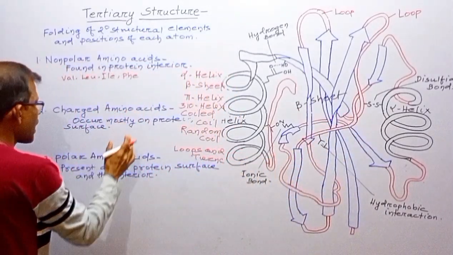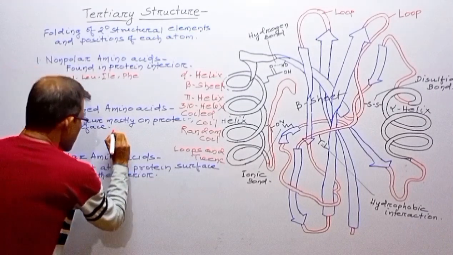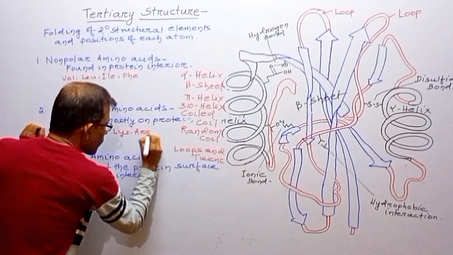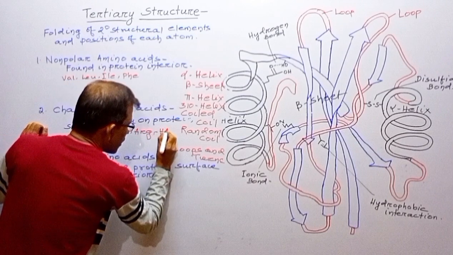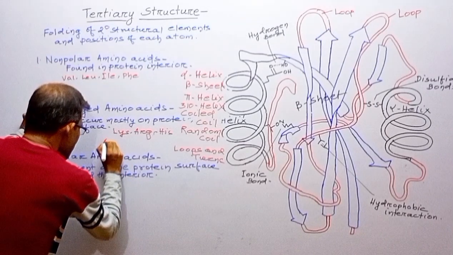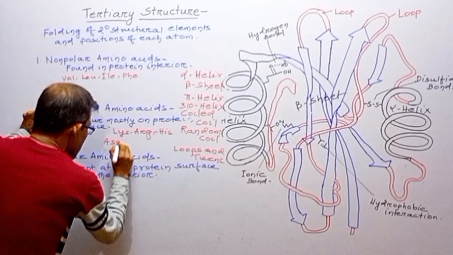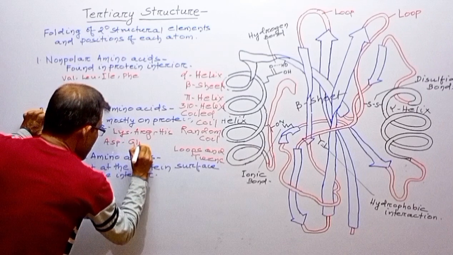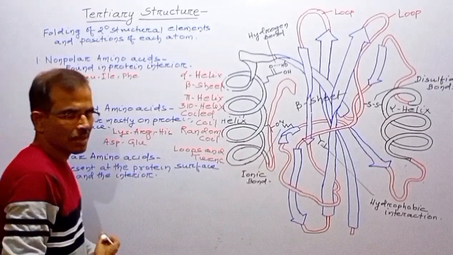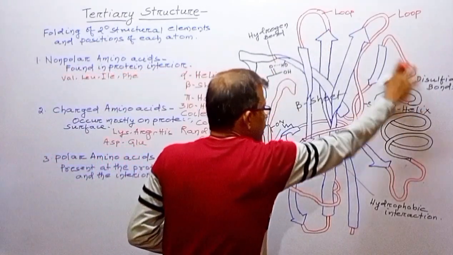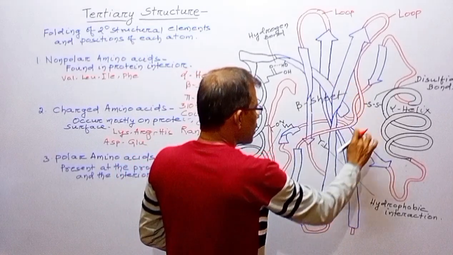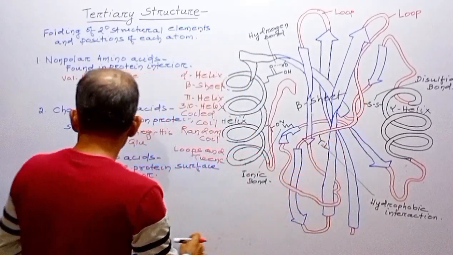Number 2. Charged amino acids such as lysine, arginine, histidine, these are the positively charged amino acids, and negatively charged amino acids such as aspartic acid and glutamic acid. Both positively and negatively charged amino acids are generally found on the protein surface, but the non-polar amino acids are found in the protein interior.